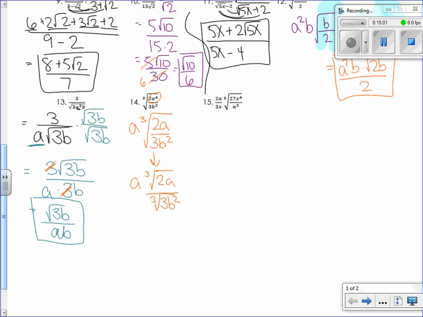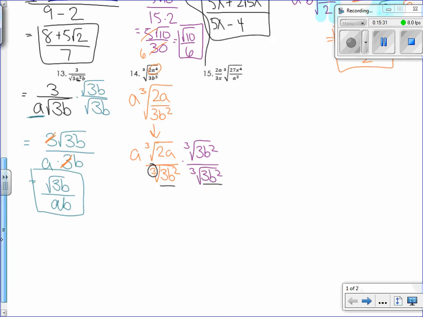Now, we talked about this in class. Remember, when you're doing a cube root, since you need groups of 3, you're not going to multiply once, you're going to end up multiplying twice. So when I do this my first time and I multiply by the cube root of 3b squared, if you look, I've only got 2 groups of 3b squared. I need 3 because that's my index.